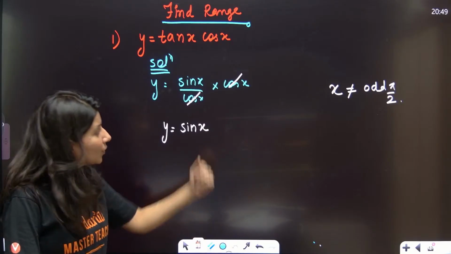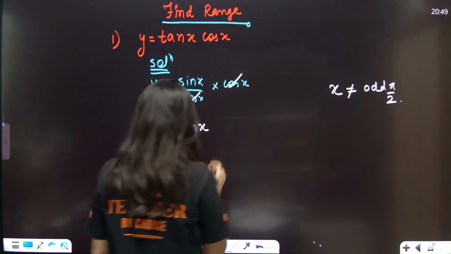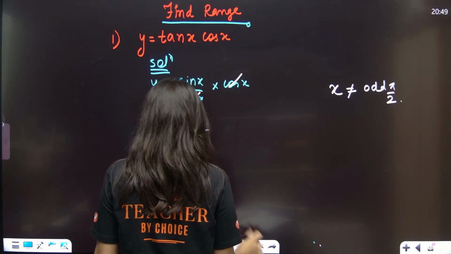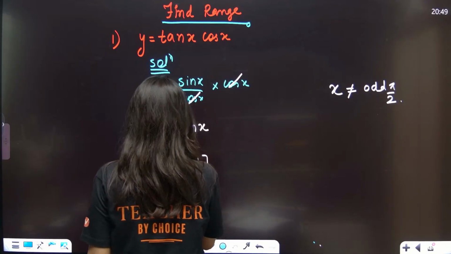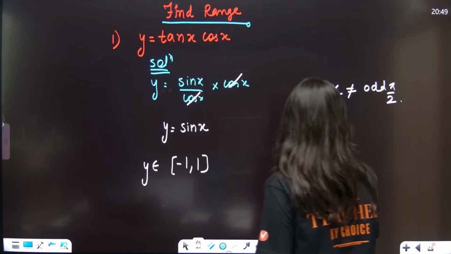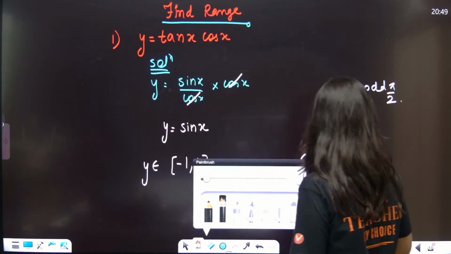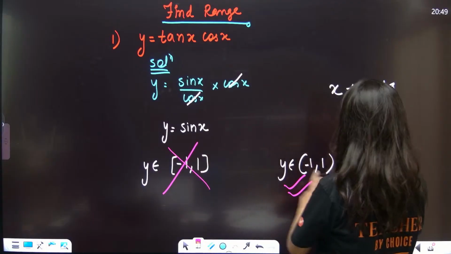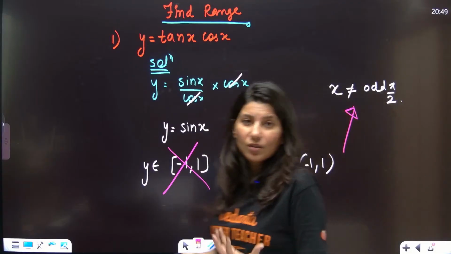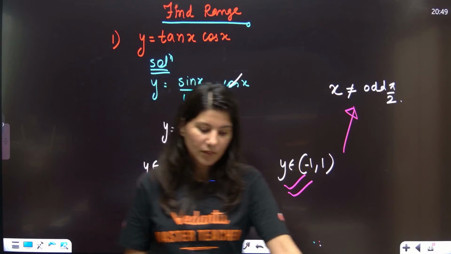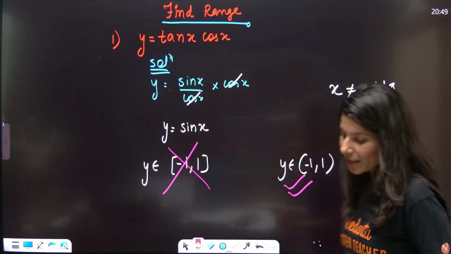You can't put, okay? So over here, your range will not be -1 to 1. Y belongs to -1 to 1 will be the range. Okay. So this is incorrect and this is correct because the moment you can't put pi by 2, right? Okay. All right, clear? One more question.